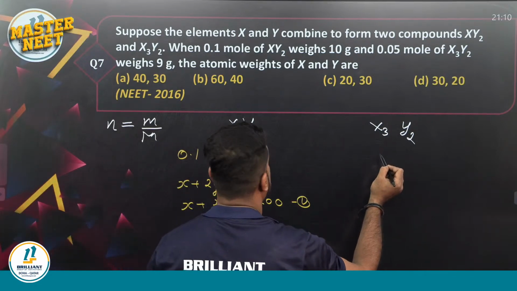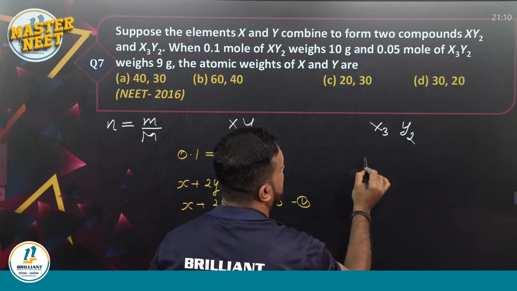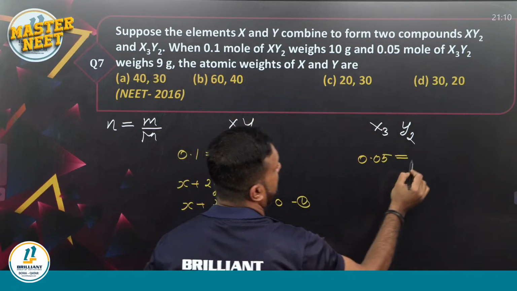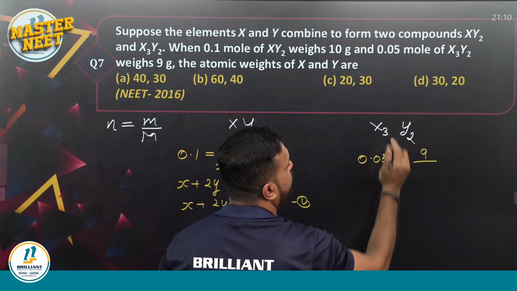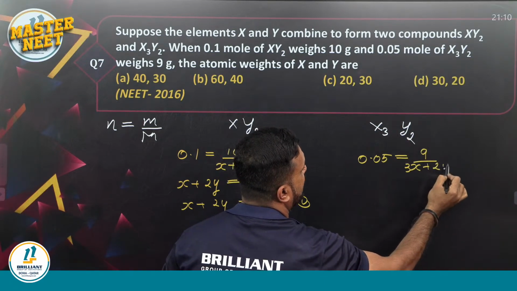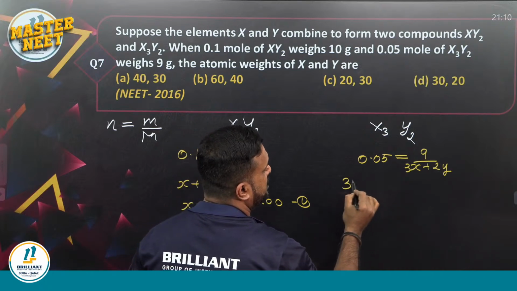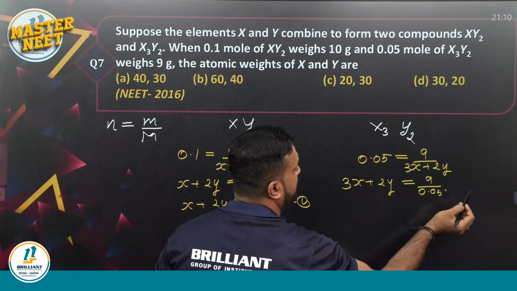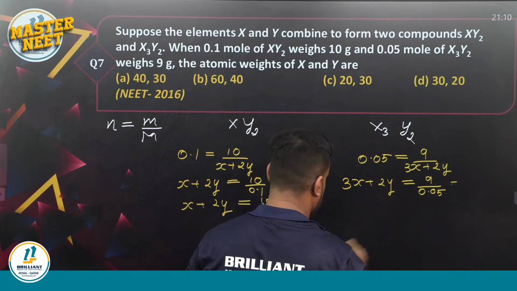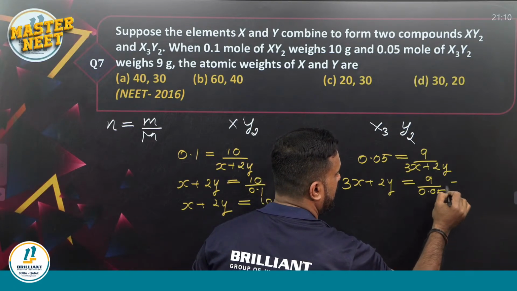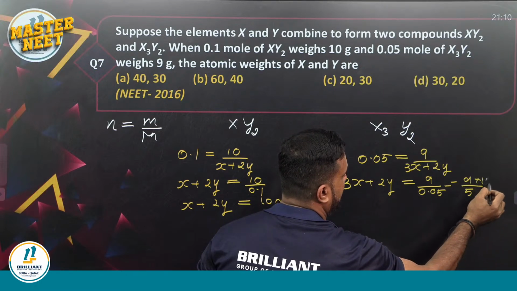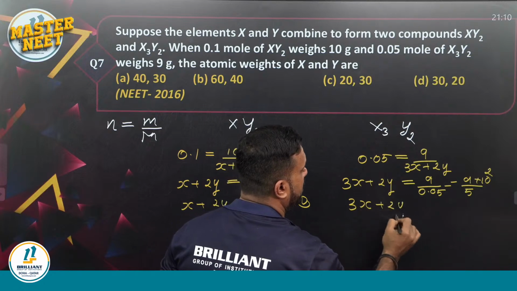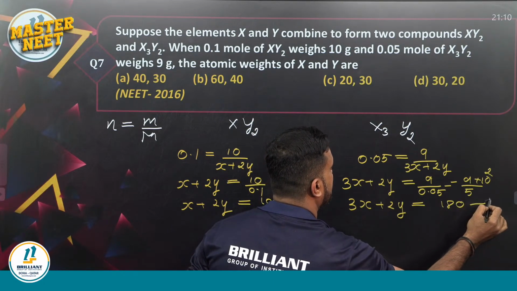Same way I will write for X3Y2. There the number of mole is given as 0.05, is equal to the mass given, 9, divided by the mass of this compound, which is 3X plus 2Y, correct? Writing it in equation form, 3X plus 2Y is equal to 9 divided by 0.05. 9 by 0.05 can be written as 9 divided by 5 into 10 power minus 2, so 900 by 5 is 180. So 3X plus 2Y is equal to 180. That is equation number 2.